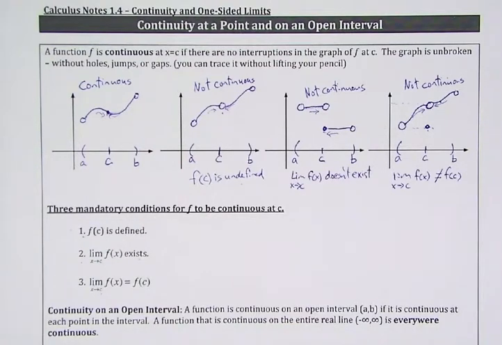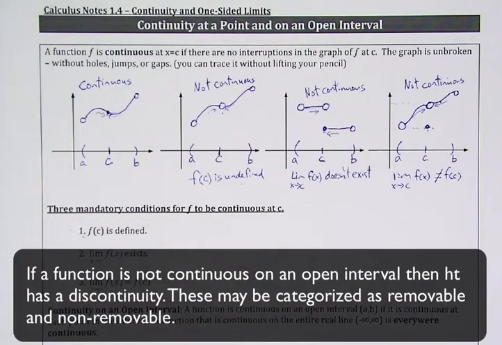Now, if f, the function, is not continuous on an open interval, then it has a discontinuity. We can categorize these as removable and non-removable. Removable means that if we just take out one point and redefine one of our values, f of c, then it's removable. Non-removable is not removable.